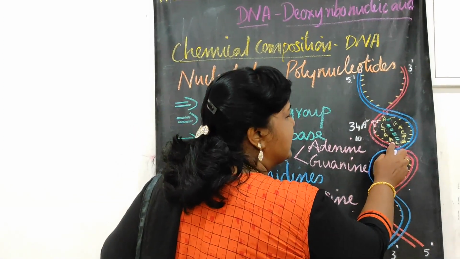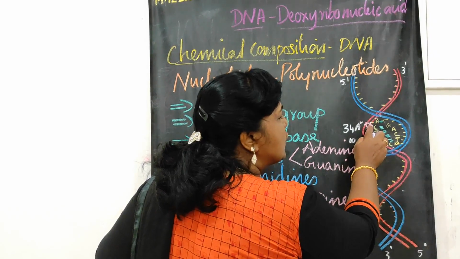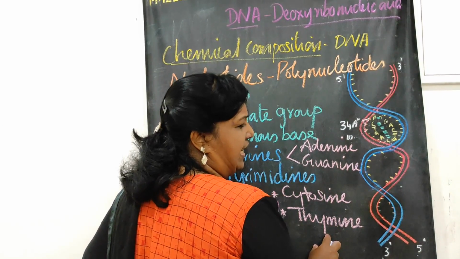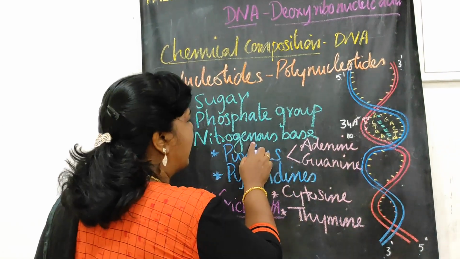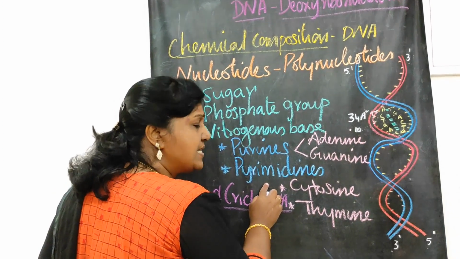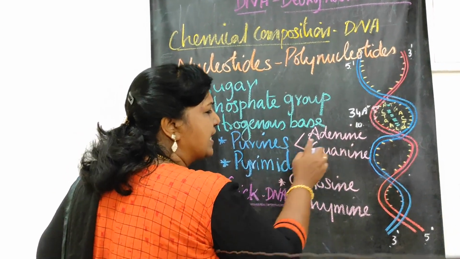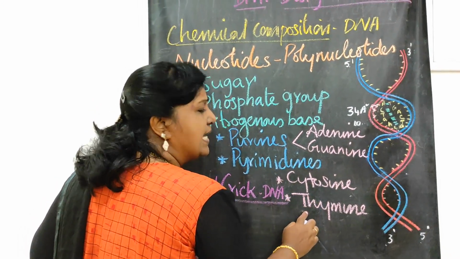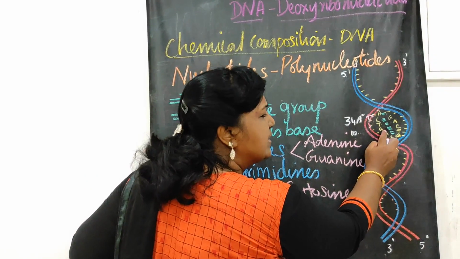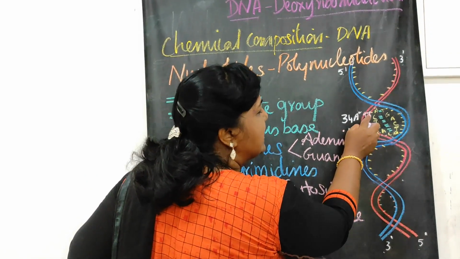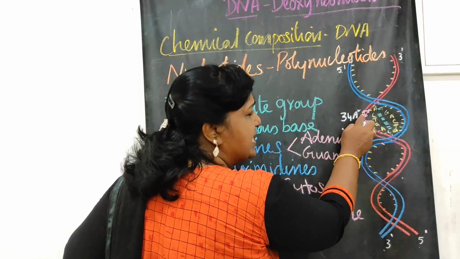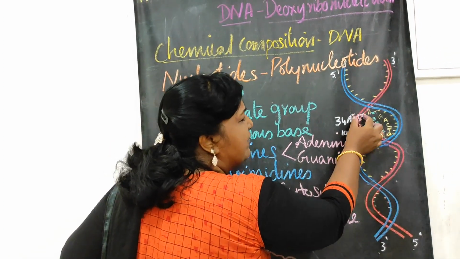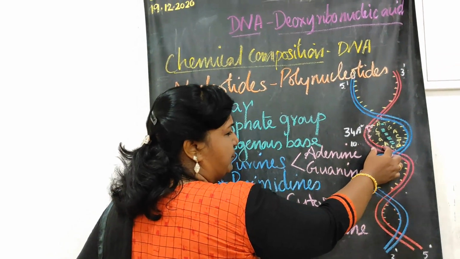The nitrogenous bases in the center are linked to sugar and phosphate which form the backbone of DNA. What are the nitrogenous bases? They are purines and pyrimidines. The purines are adenine and guanine. The pyrimidines are cytosine and thymine. So see here, the nitrogenous bases in the center are linked to the sugar and phosphate which form the backbone of the DNA, giving strength to the DNA.